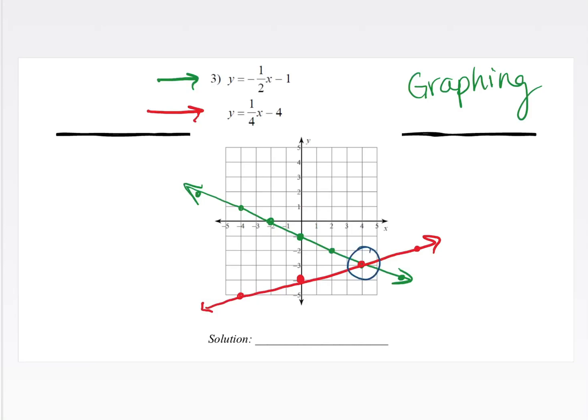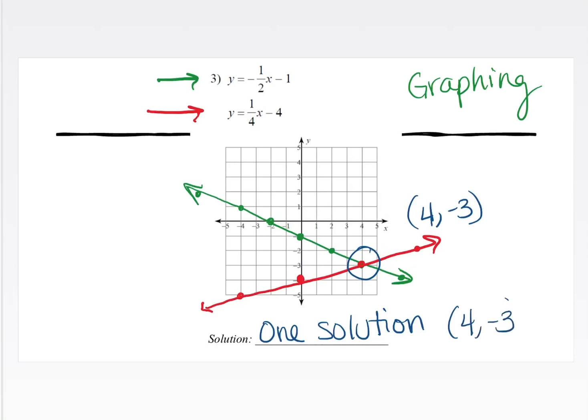So right now this actually crosses at a point. This crosses at the point 4, negative 3. So we have one solution, because there's only one place that these two lines cross. For lines, you can either have it crossing one time, no time, or infinitely many times. There is no in between there. You don't have it crossing twice, because then we wouldn't be dealing with lines, we'd be dealing with curves.